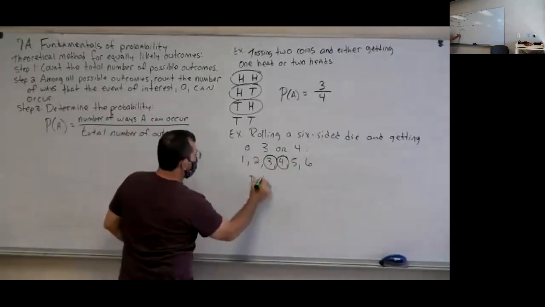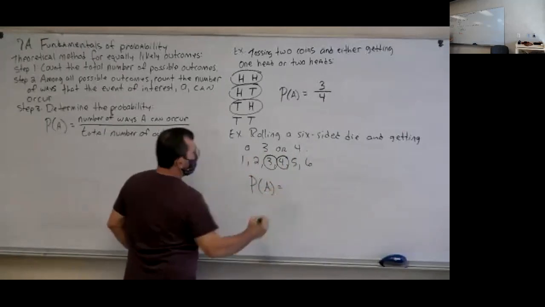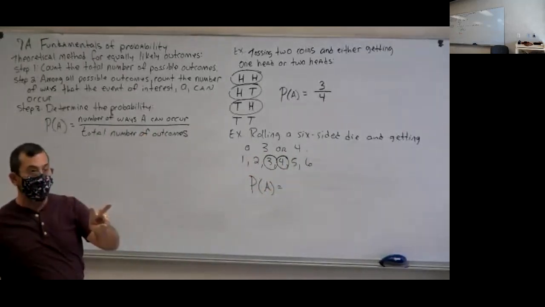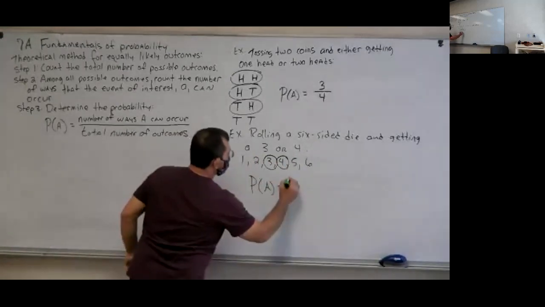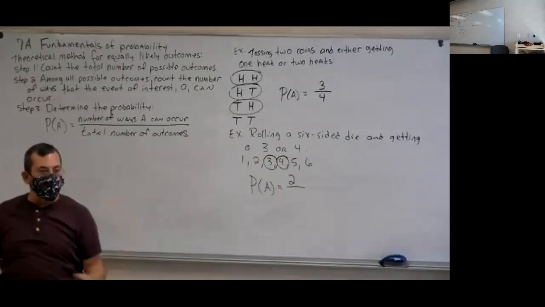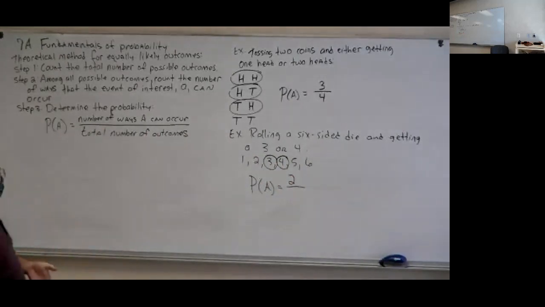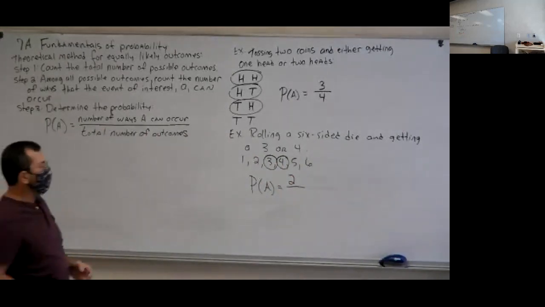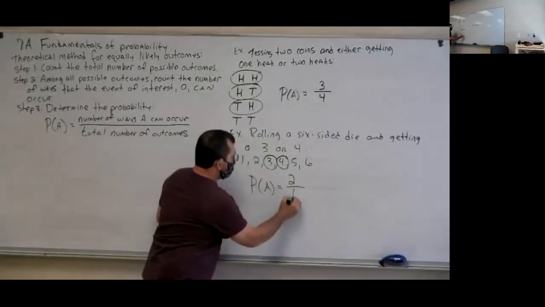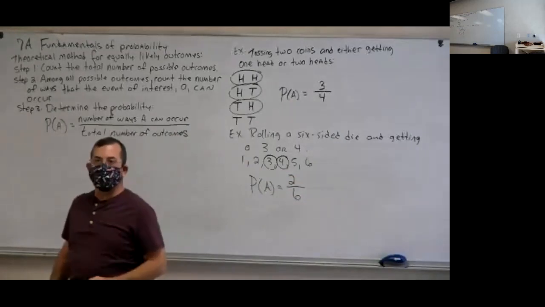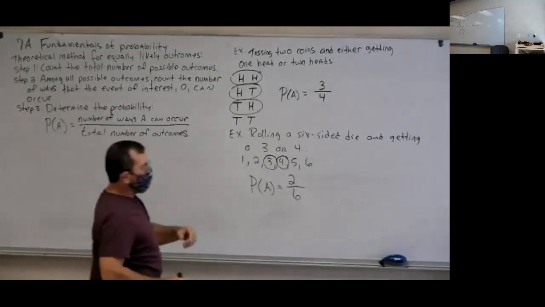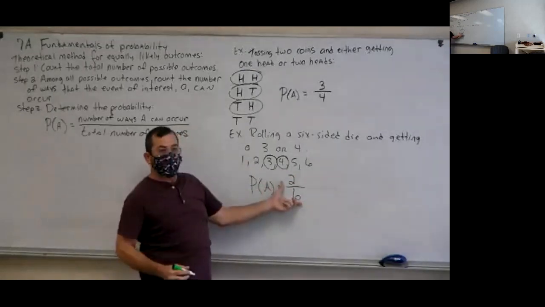We're going to do our P of A. The possible combinations for a 3 or 4 is 2 of the numbers, right? Over the total number of possible outcomes. Well, I had 6 possible outcomes, right? 1, 2, 3, 4, 5, 6. So I divided my 2 by 6. Now, here's what support would have said: hey, how do you reduce that 2 over 6?